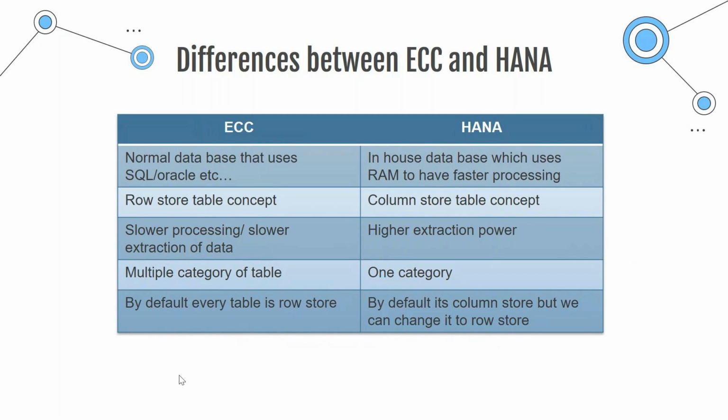This HANA database works with the concept of RAM. RAM means random access memory. So it is an in-memory database. It uses the memory power in order to have faster processing power, right?